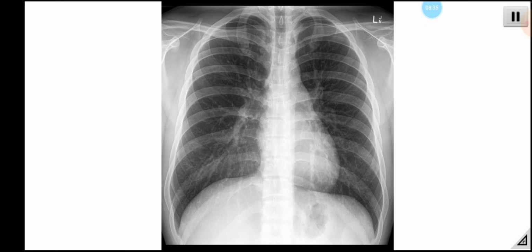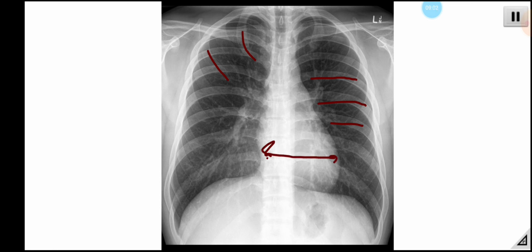The next thing is that you can see the ribs, which we have talked about earlier as well: the anterior ribs are oblique, and the posterior ribs look horizontal. So these are the posterior ribs, and these are the anterior ribs, which are oblique. So you have the clavicle over there.